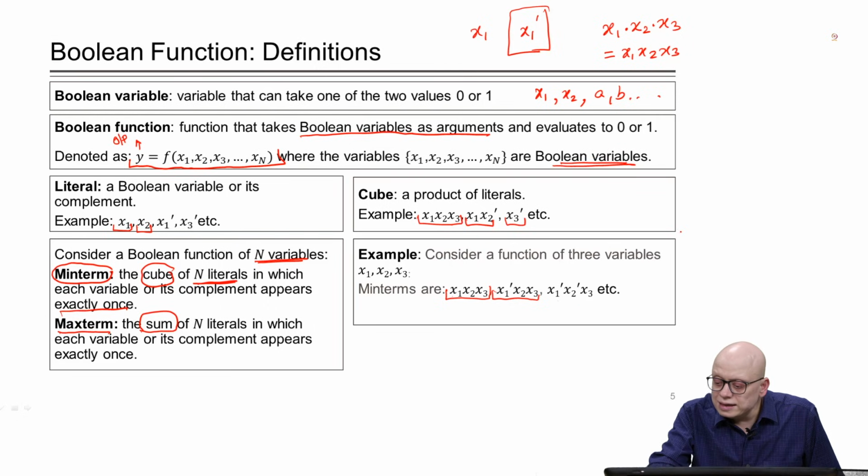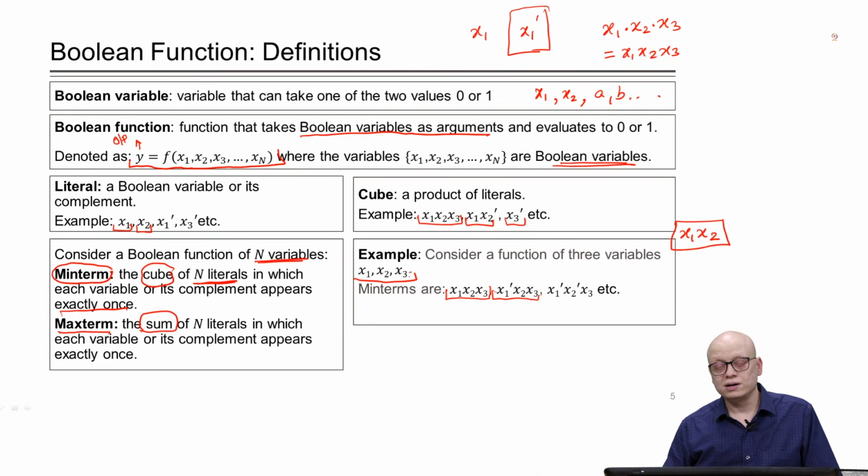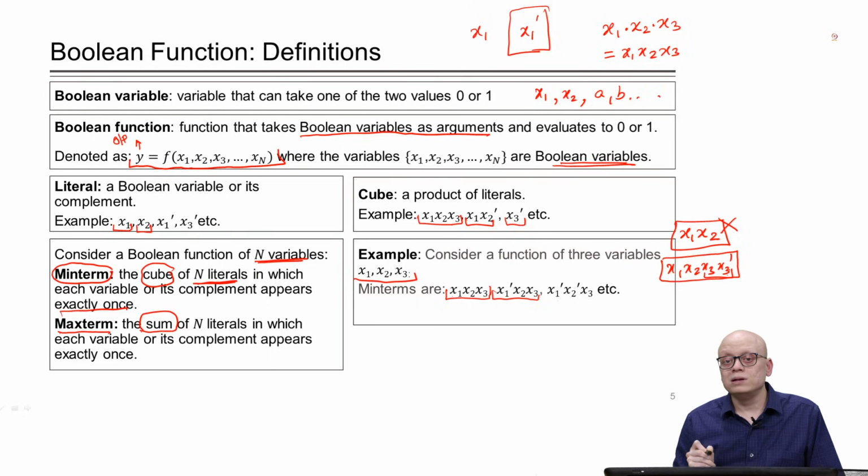minterm. But is x1 x2 a minterm? No, it is not a minterm. Why is it not a minterm? Because if you are considering 3 variables x1, x2, x3, x3 is not appearing in it, and therefore x1 x2 is not a minterm. Is x1 x2 x3 x3 complement a minterm? No, it is not a minterm because x3 is appearing twice. Each variable should appear as a literal exactly once. It cannot appear less than or more than once. So, therefore, this is also not a minterm.